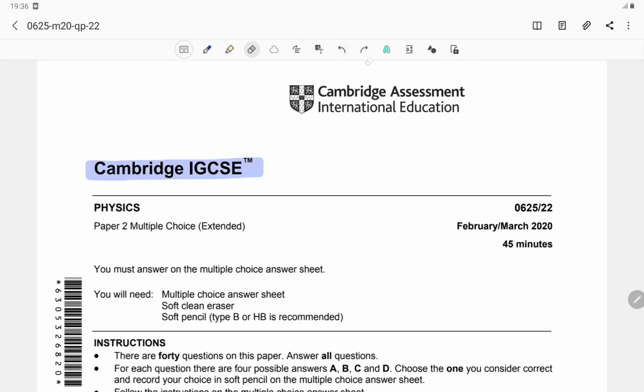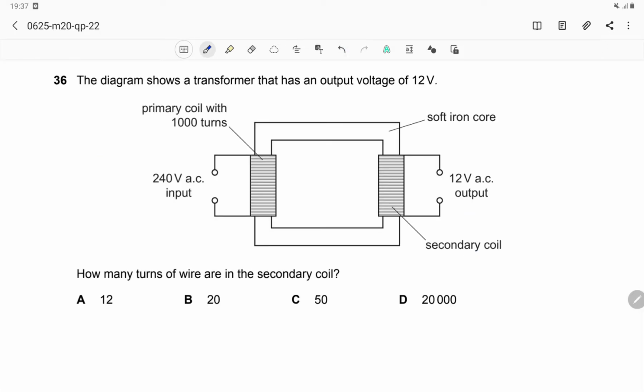Cambridge IGCSE, February-March 2020, Paper 22, Solutions for Question 36 to 40. Question 36. The diagram shows a transformer that has an output voltage of 12 volt. How many turns of wires are in the secondary coil?